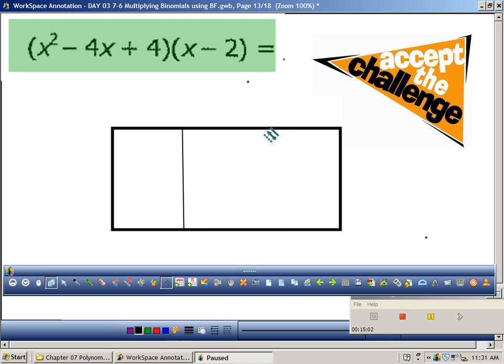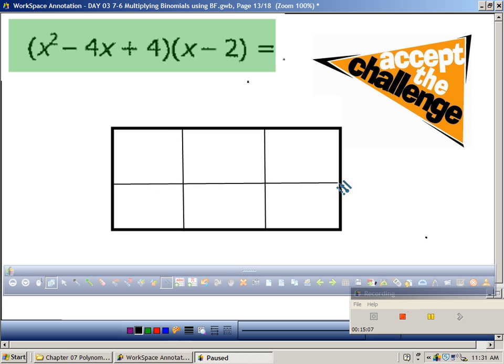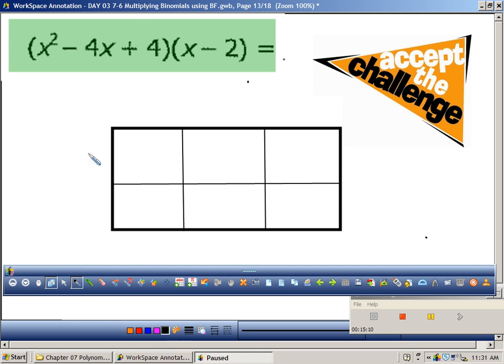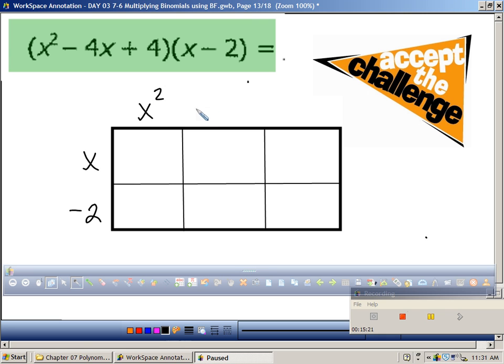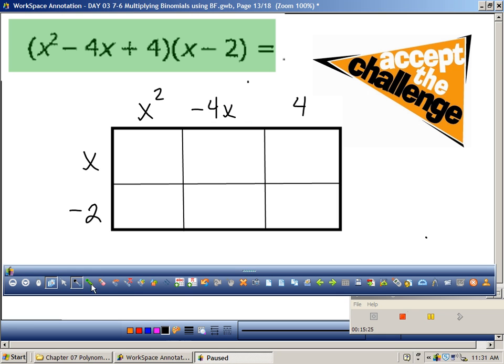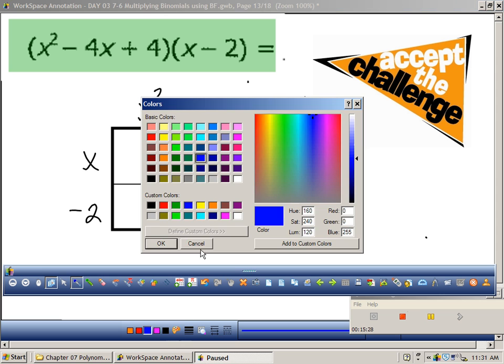So this is going to be a 2 by 3. All right, Joseph, that's okay, right? What should I write over here? X and then negative... X and negative 2. Everybody be respectful. Thank you. X squared, negative 4x, 4. You want to pass the torch or you want to finish it? Okay.